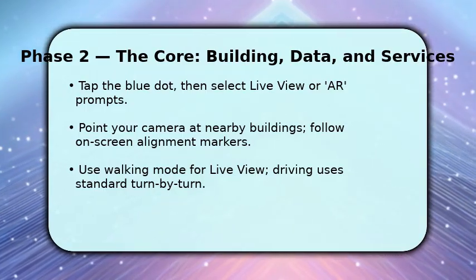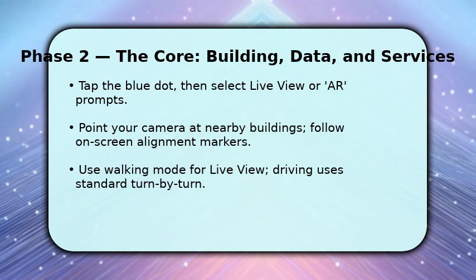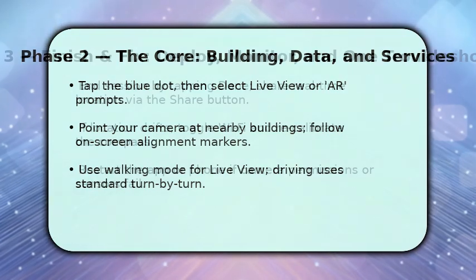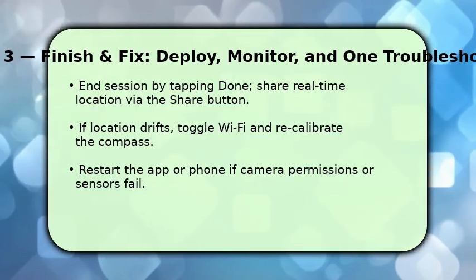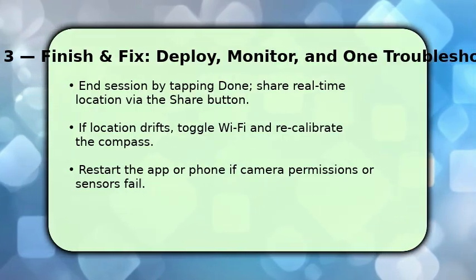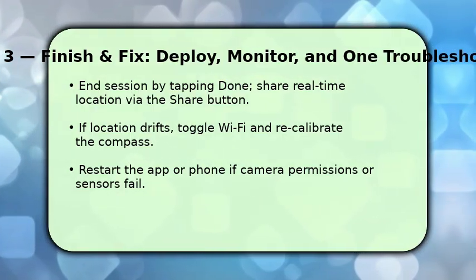Once arrows appear, follow them and watch the distance and ETA update in real time. To finish, follow the final turns until your destination shows, then tap Done to close live view. You can share your live location for a set time through the Share button.